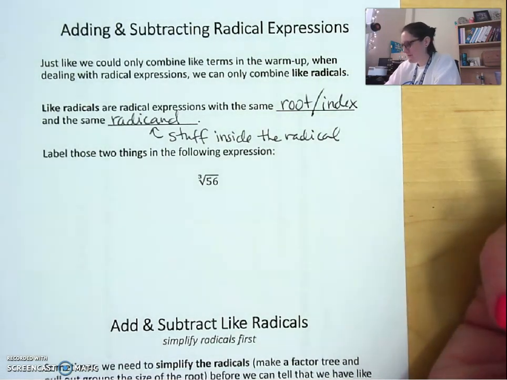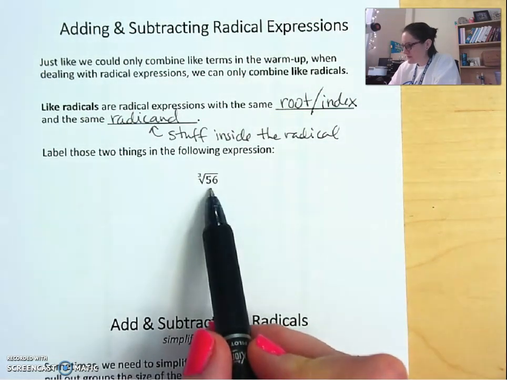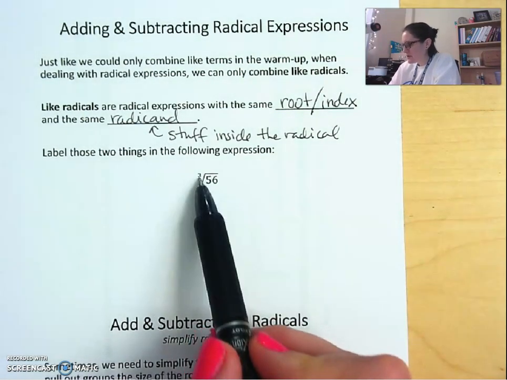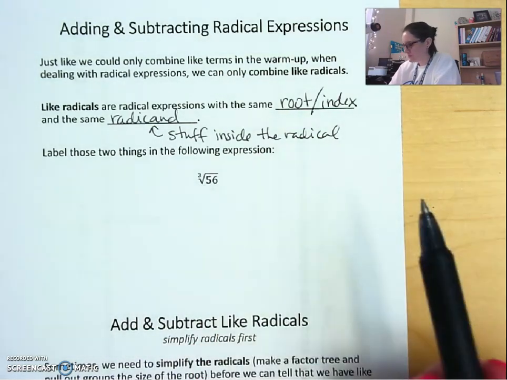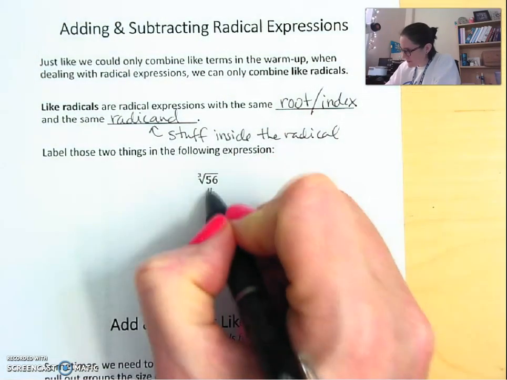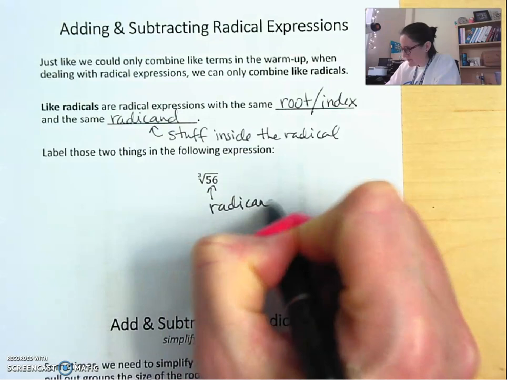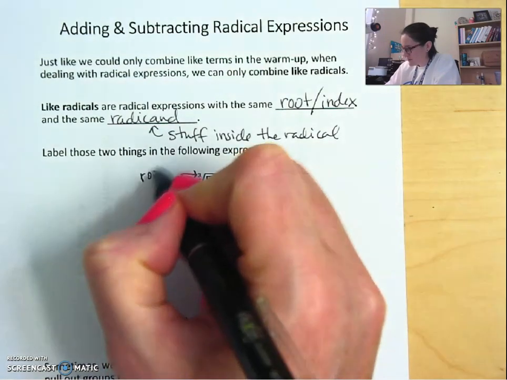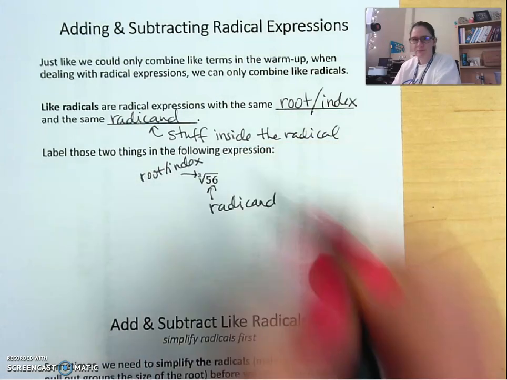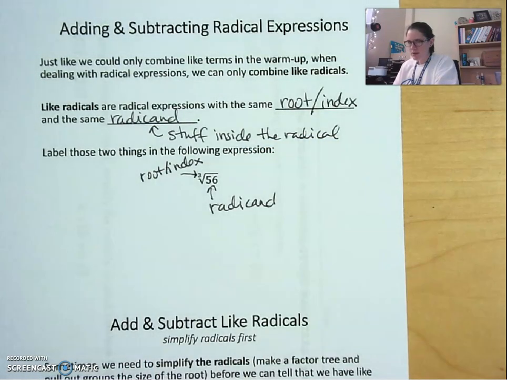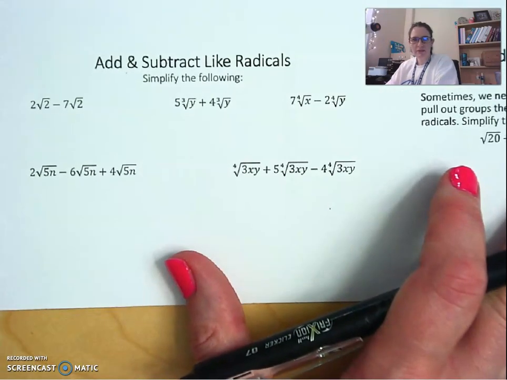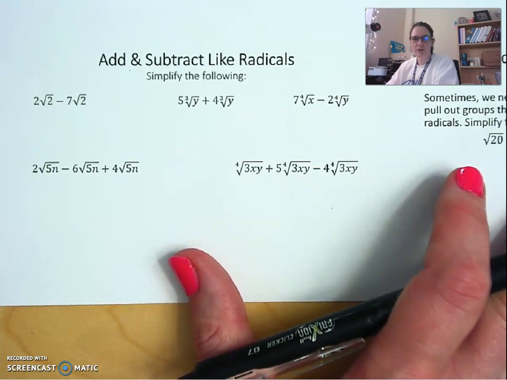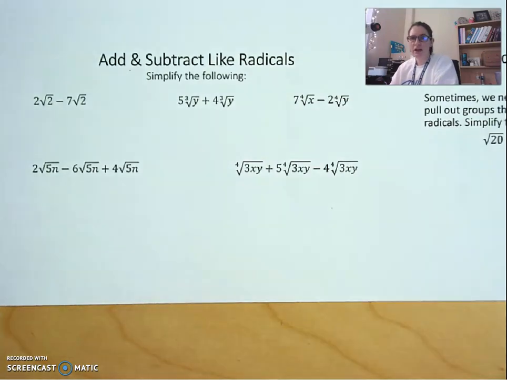So we'll say radicand. So pause for just a minute and ask yourself which of these numbers are the radicand and which of these are the root. So the 56 is the radicand, and the 3 is the root or index. So then this set of examples right here, we don't need to simplify any of the radicals.